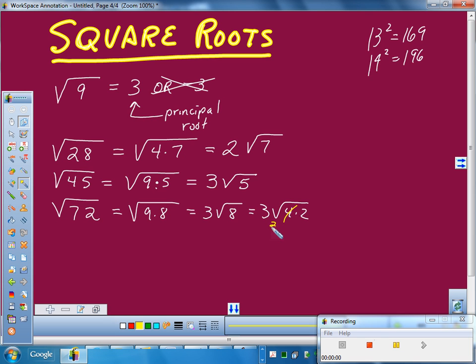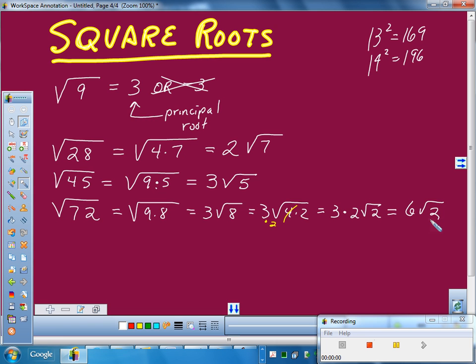The question is, do I add it or multiply it times the 3? You multiply it. Because technically, you're actually saying it's 3 times 2 square root of 2, which gives you 6 square root of 2. So yes, when you take it out, if there's a number out front already, you just multiply them together.